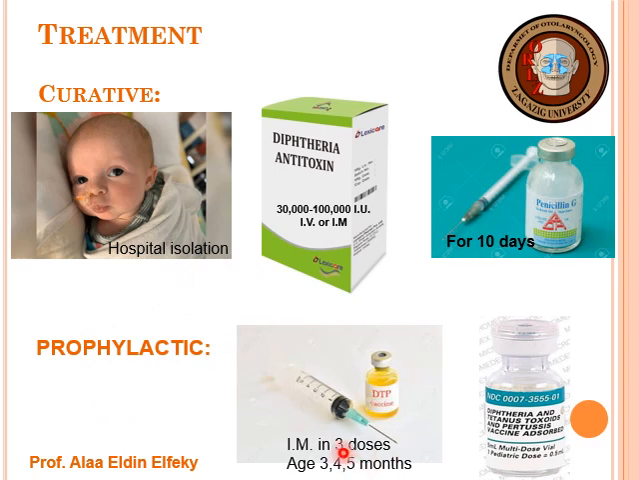Prophylactic: the DTP vaccine, which is for diphtheria, tetanus, and pertussis, should be given intramuscularly in 3 doses at the age of 3, 4, and 5 months. The child also has a booster dose at school age. Prophylactically, you can also give 3,000 to 10,000 international units to the contacts of the patient, like his mother.